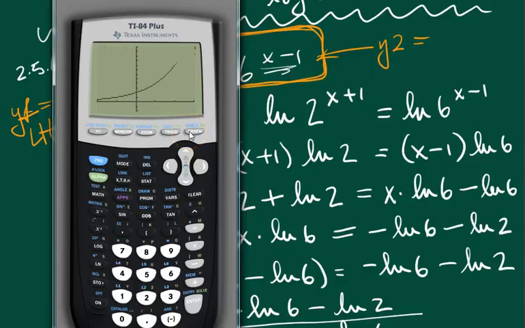So 2 to the x plus 1 moved to the left some from 2 to the x. Look at that. Okay, so we had 2.262 roughly. I'm going to trace to x equals 2.262. Bam! There it is.